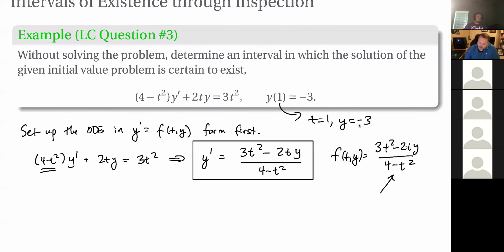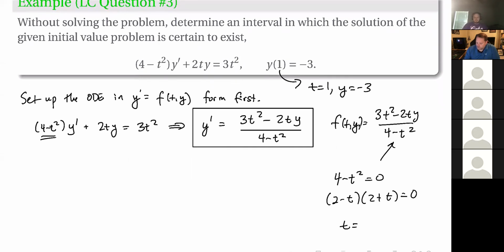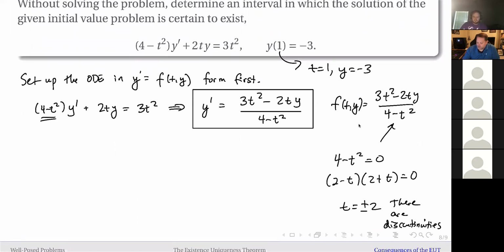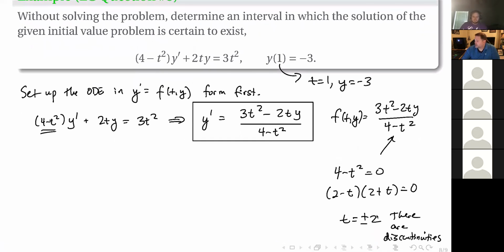Well, if you look at the denominator, 4 minus t squared, where it's 0, that's (2 minus t)(2 plus t) equal to 0. So at t equal to plus or minus 2, there are discontinuities. So the existence uniqueness theorem tells me you're going to run into problems once you get to plus or minus 2. So I'm starting at 1, and I'm guaranteed to be able to solve the problem on -2 to 2.